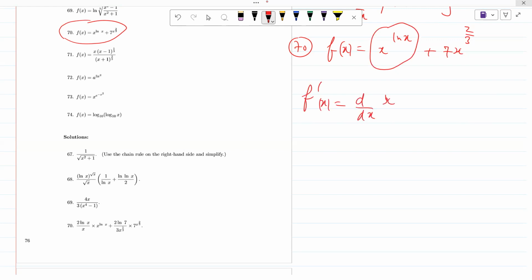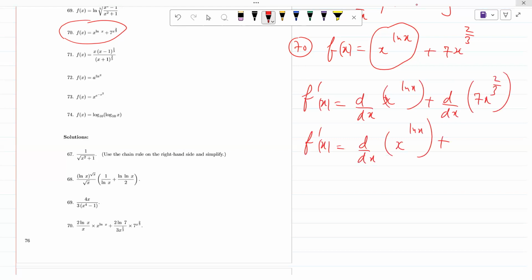d/dx of x to the power ln x plus the derivative of this one, d/dx of 7x to the power 2 over 3. So it is f prime of x, which is the same as d/dx of x to the power ln x.